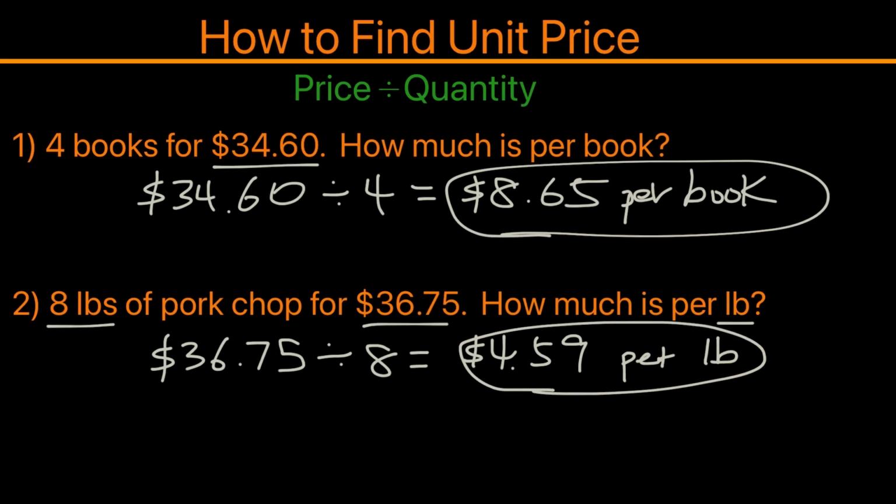So these are two examples of how you would find unit price, taking the total price divided by the quantity that there are in order to get to per unit price.